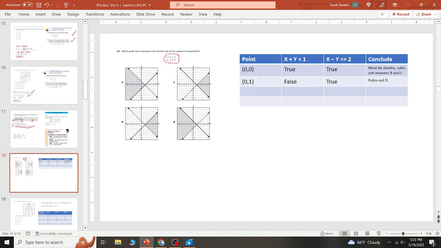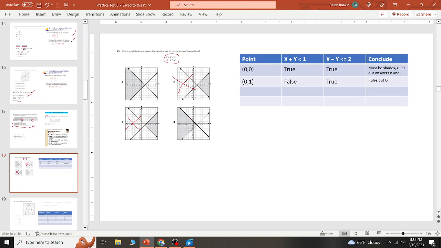So let's pick some points and see if they work, because we know 0, 0 is one point. That's an easy one to try, because notice it's shaded in some instances and not shaded in other instances. So we put the 0, 0 into the first equation. Is 0 less than 1? Yeah, that's true. Is 0 minus 0 less than 2? Yeah, that's true. So 0, 0 has to be shaded, so we can immediately X out C and B, right? So now we're down to A and D.